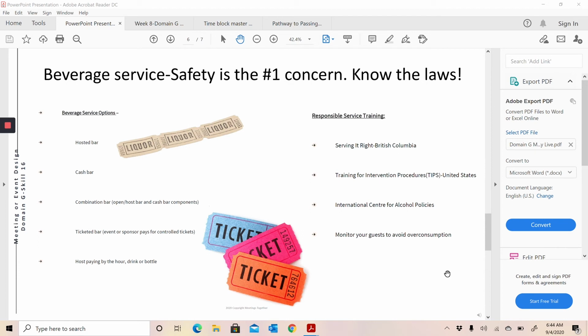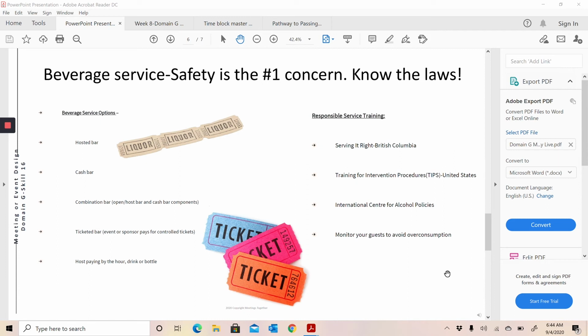And then there's the combination, which is, what do you think? Yeah, a combination of the 2 bars. So if you have an open or a host bar and a cash bar component. So for the first hour, you are going to host for 1 hour, or you're going to host for 2 drink tickets. And then after that, it turns to a cash bar. So the organization provides a little bit, and then the attendee kicks in if they wish to continue to drink more. So that is a combination bar.